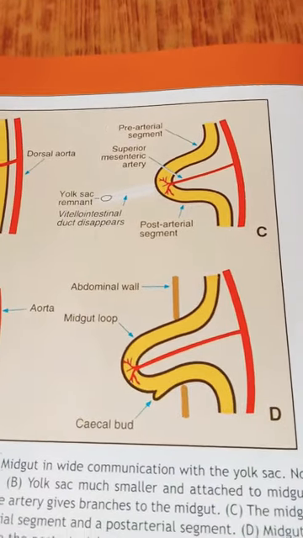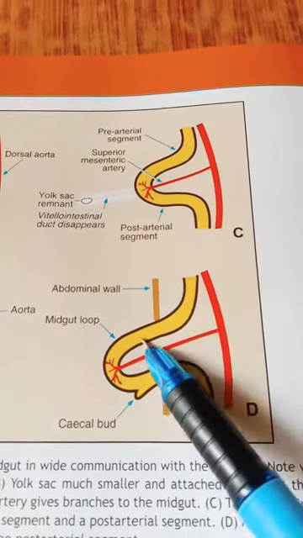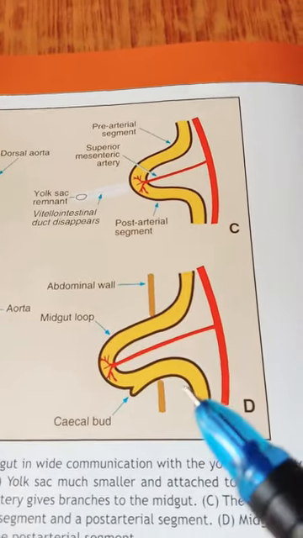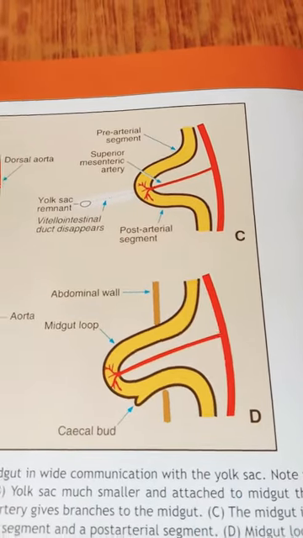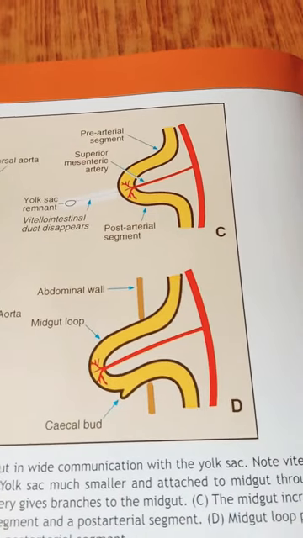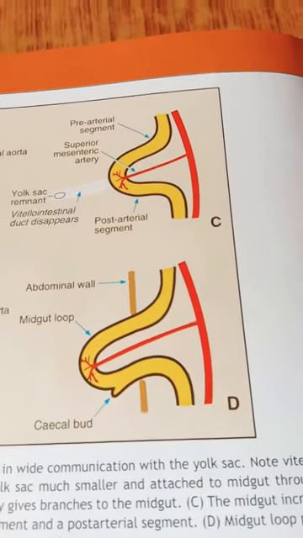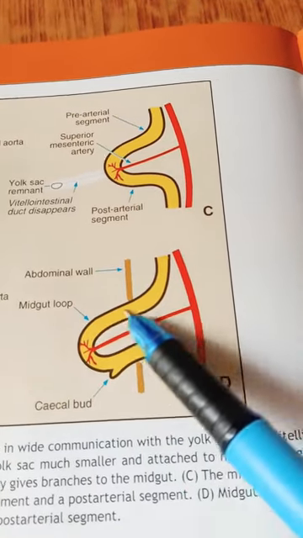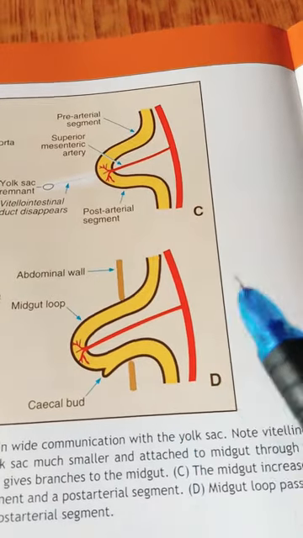We also have one story associated with it: the midgut loop lies outside the abdominal cavity, that is, it is opening into the umbilical opening. Mainly it is present in our extraembryonic coelom, and it is also associated with the proximal part of our umbilical cord. But later it goes back to the abdominal cavity. So what I am saying is, first it remains outside the abdominal cavity, and later it enters into the abdominal cavity.